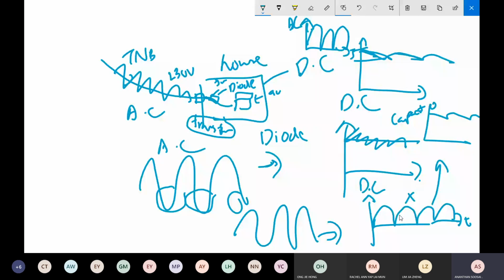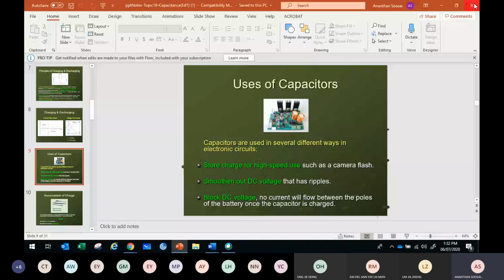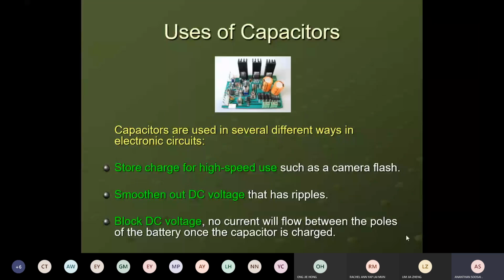DC voltage only has ripple if it is retrieved from an AC source originally. Okay, so that's the second use: smoothen out DC voltage that has ripples.